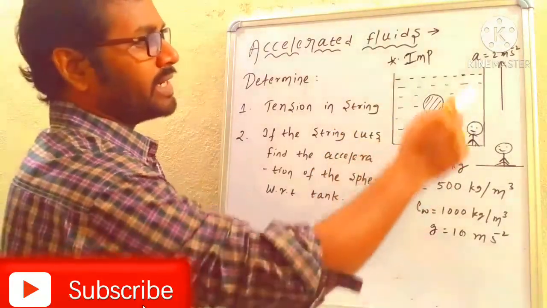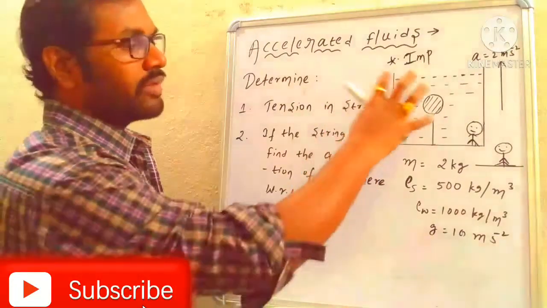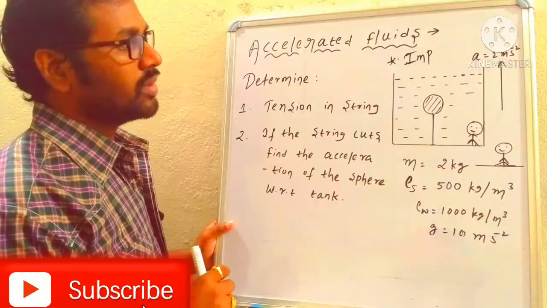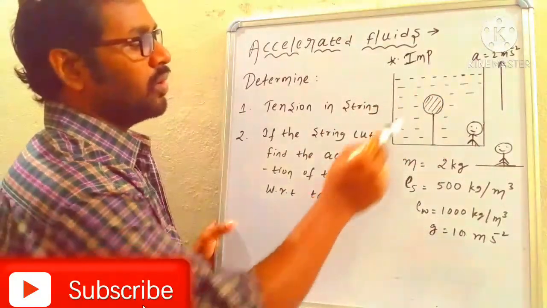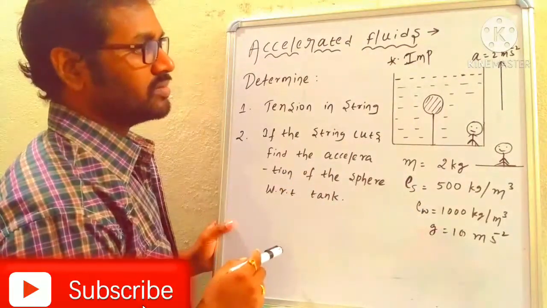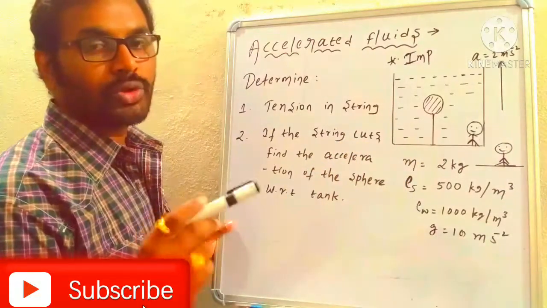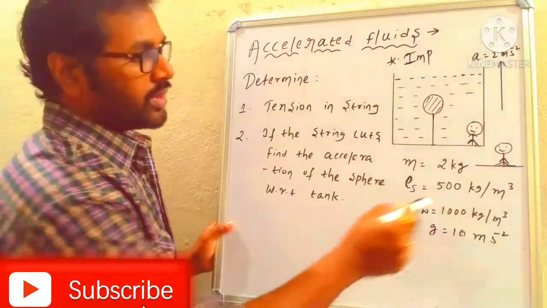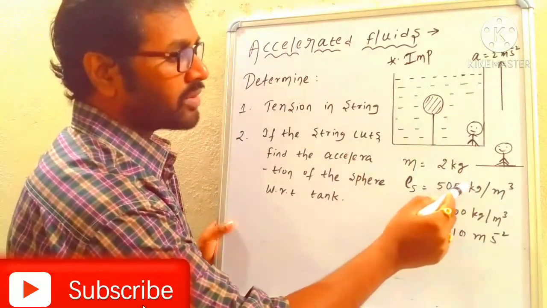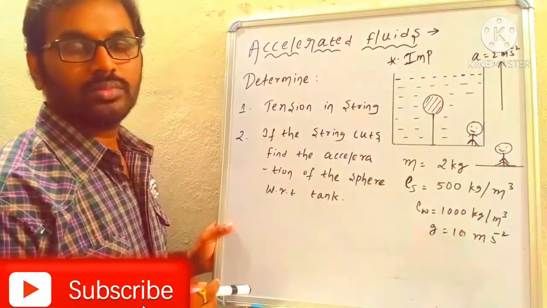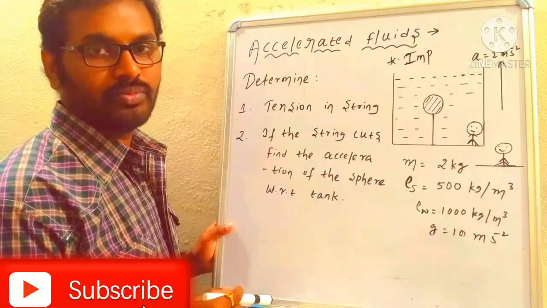Here we have a container which is filled with a liquid. Here the liquid is water. And there is a sphere whose mass is given as 2 kg and which is connected by a string to the bottom of the container. The density of this sphere is 500 kilogram per meter cube, and the density of water is 1000 kg per meter cube.